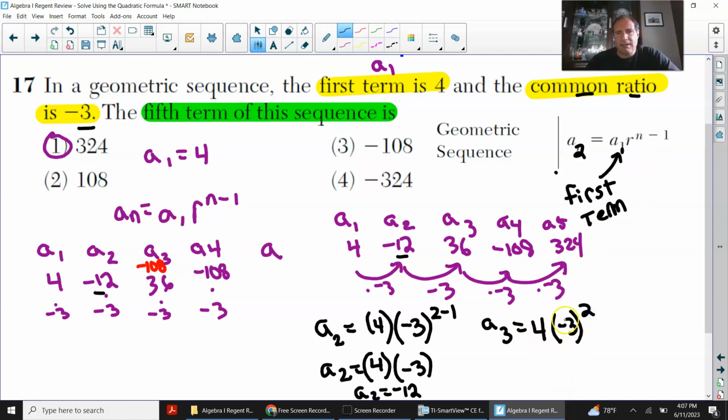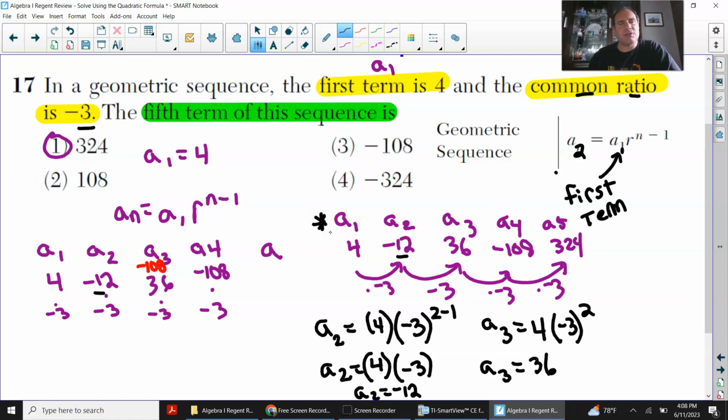You put this directly into your calculator and you get 4 times 9. And 4 times 9 is 36, so a sub 3 is 36. And you keep on going just like that. Whatever way you want to do it, if this is an open-ended question, use the formula, show it like that. Or you could use it this way. This would be full credit as well.